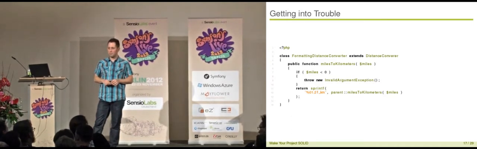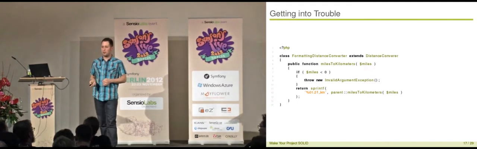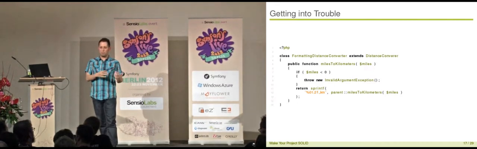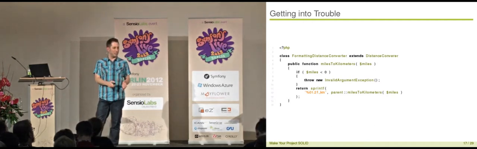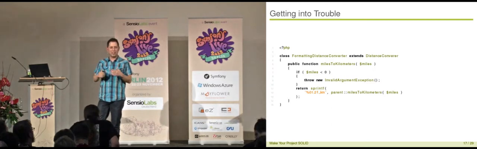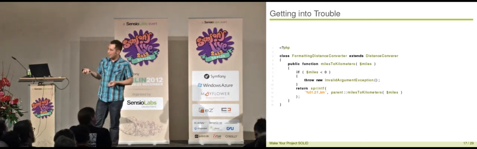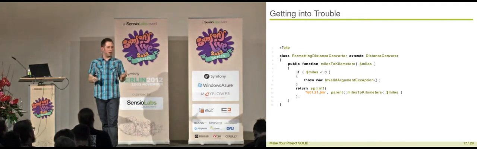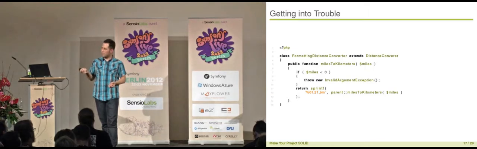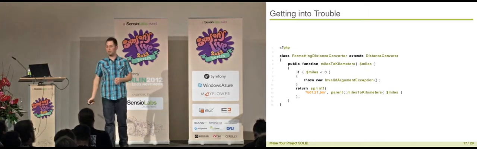It should not throw an exception. Exactly, because everybody expects from the original implementation of that method that they can throw any type of float into it. And if it's negative, then it should return a negative calculated float value. So nobody takes care of this exception because nobody knows about it. The basic interface of the distance converter does not provide any information that an exception could be thrown. So nobody takes care of that exception, and in the worst case, you get a nice stack trace on your website if you just inject the formatting distance converter instead of the distance converter.